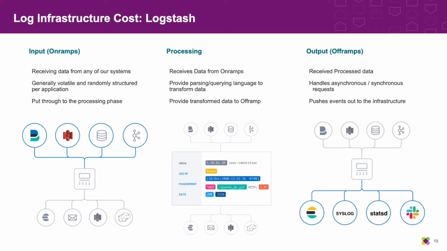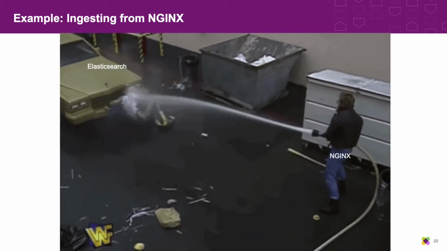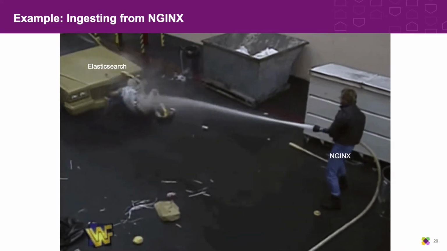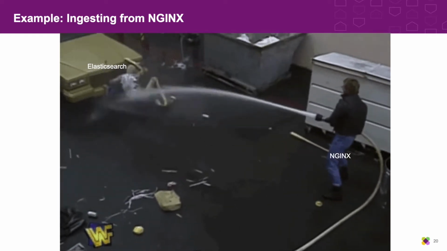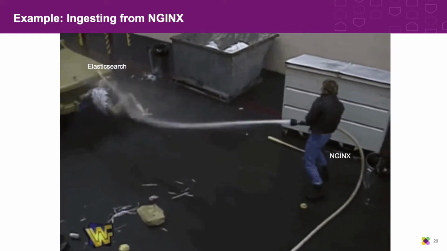There's another very important feature that we needed in Tremor that we were unable to make use of in Logstash. To understand what that was, let's take a look at a real use case. Ingesting from Nginx. Do we remember our fire hose example from earlier? This is it again, and I just love this GIF, so I had to use it some more.